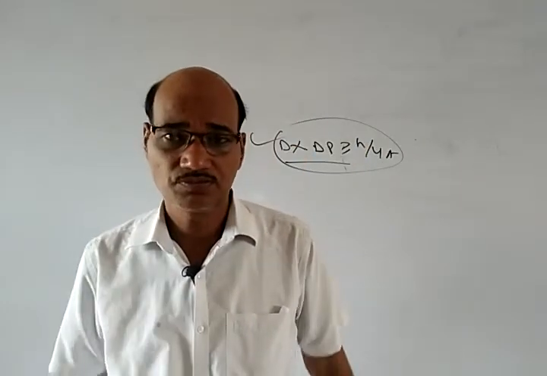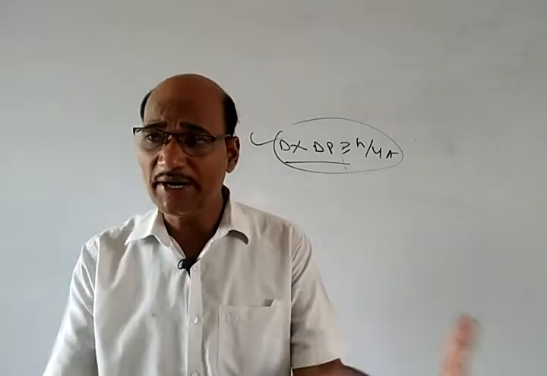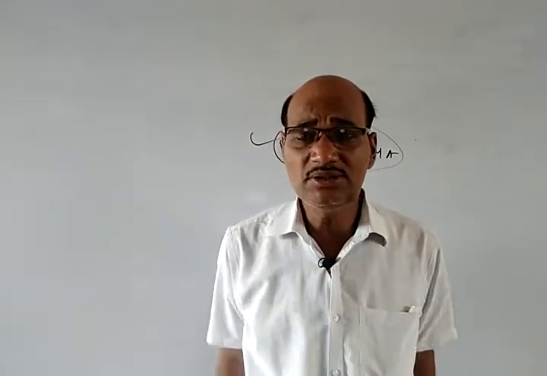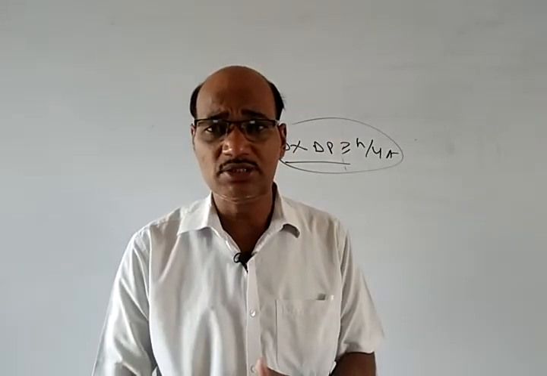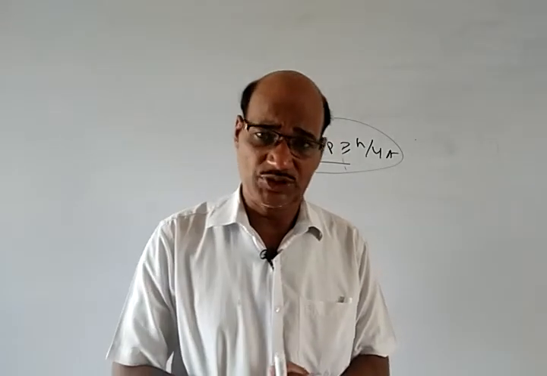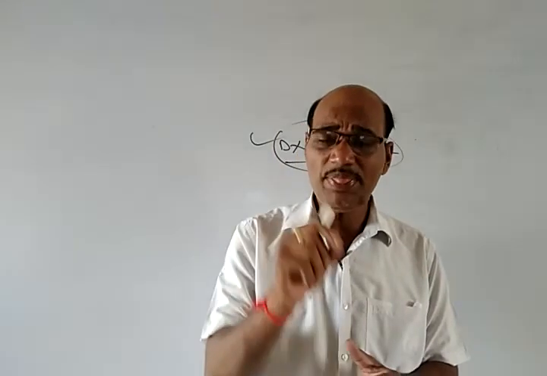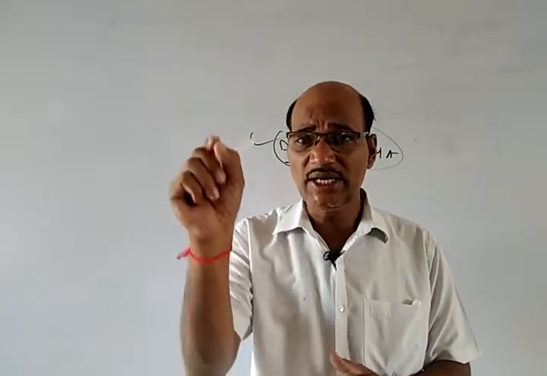Then come to the magnetic quantum number. The magnetic quantum number indicates the number of orientations of subcells in three-dimensional space, that is called orbitals. It is given by small m. m is equal to minus l to plus l.